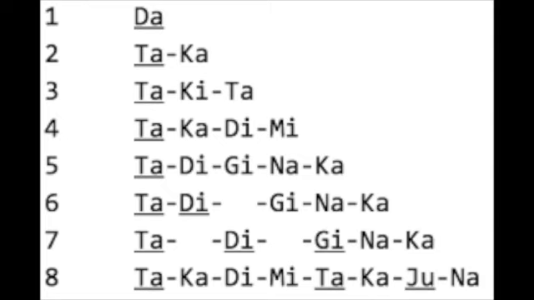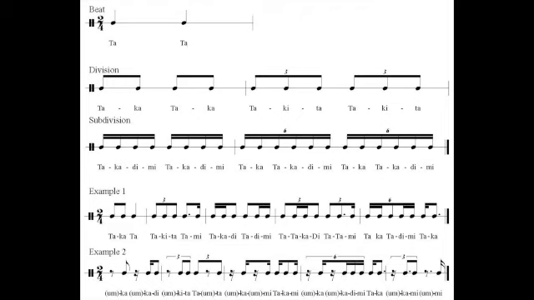A classic 7, you can move the displacement all over the place. Ta di ginaka, ta di ginaka, ta di ginaka. An unequal subdivision of your 6. So this method's really good for those very complicated rhythms. And here you've got an example of how you can build all the counting in together.